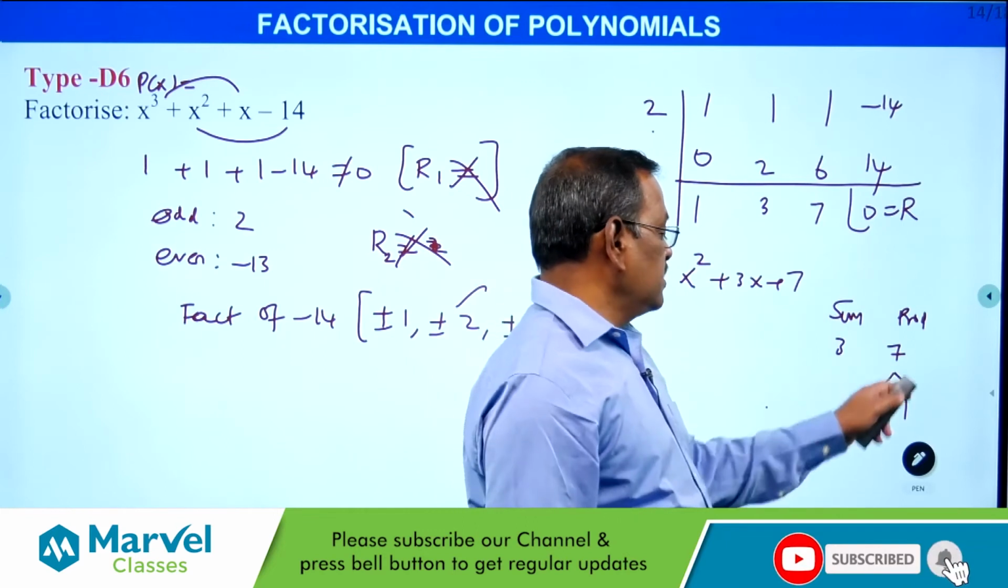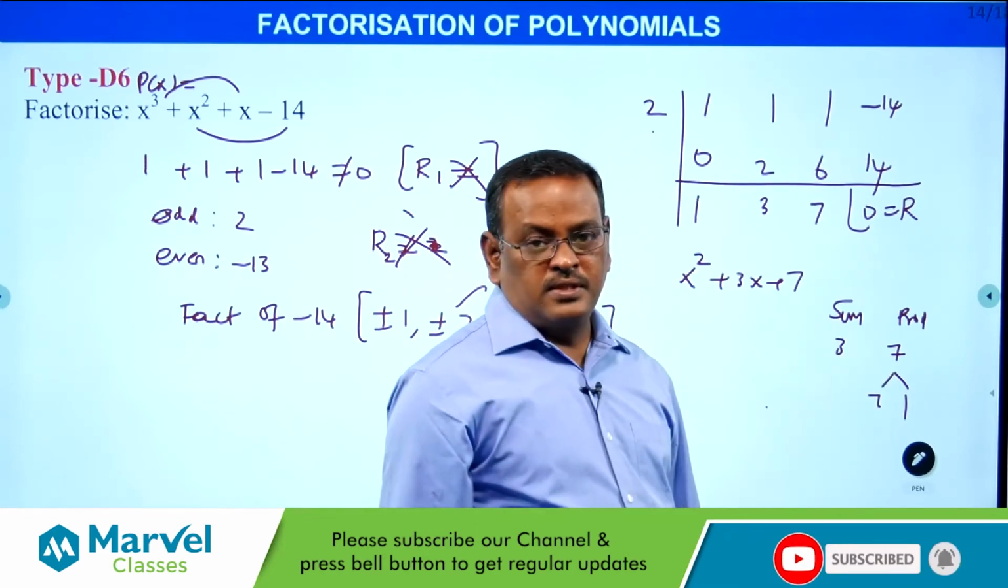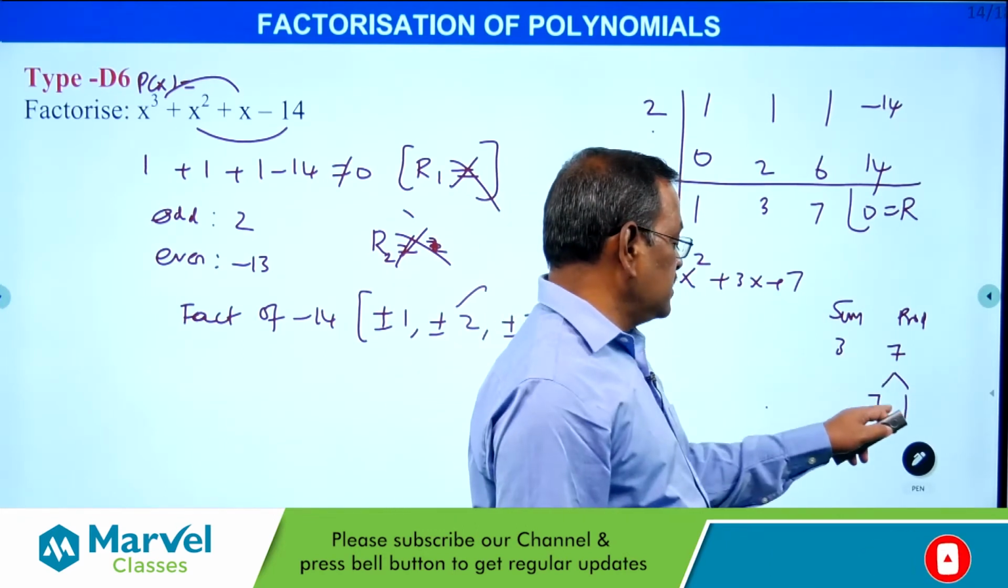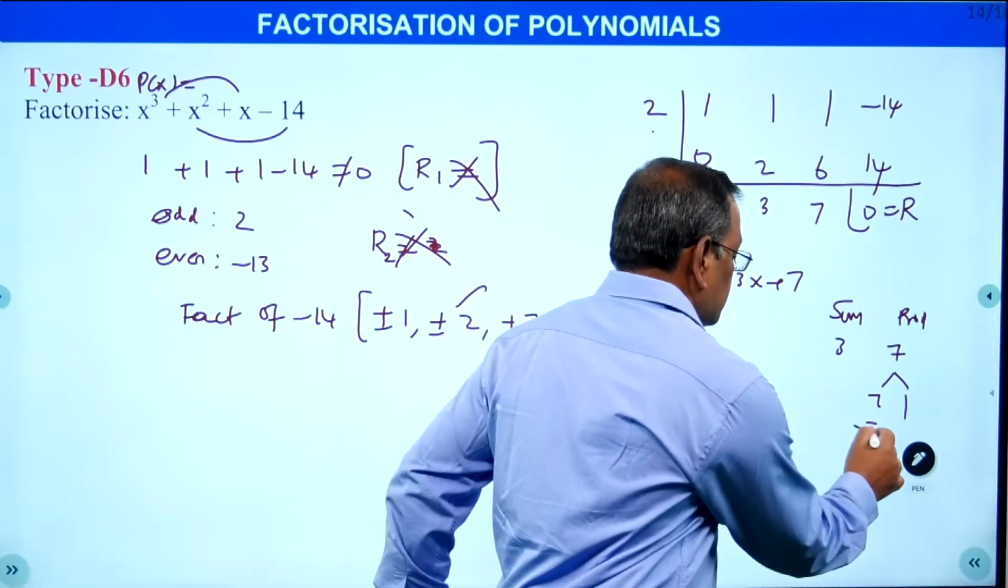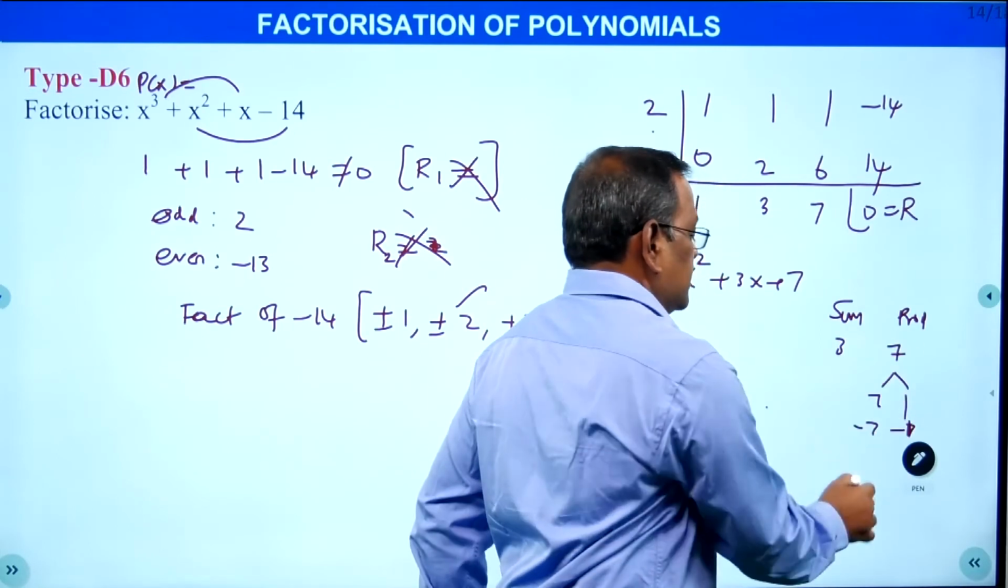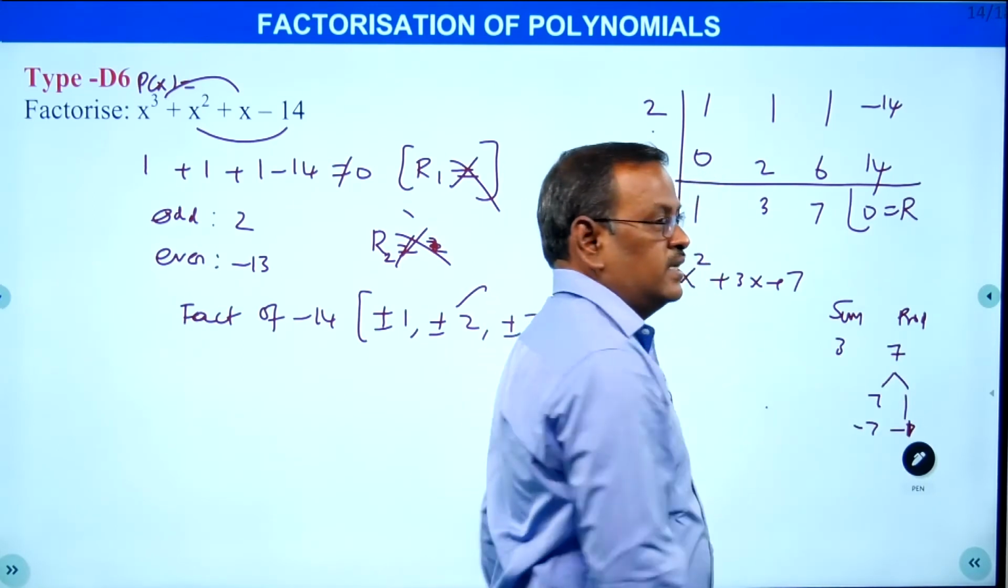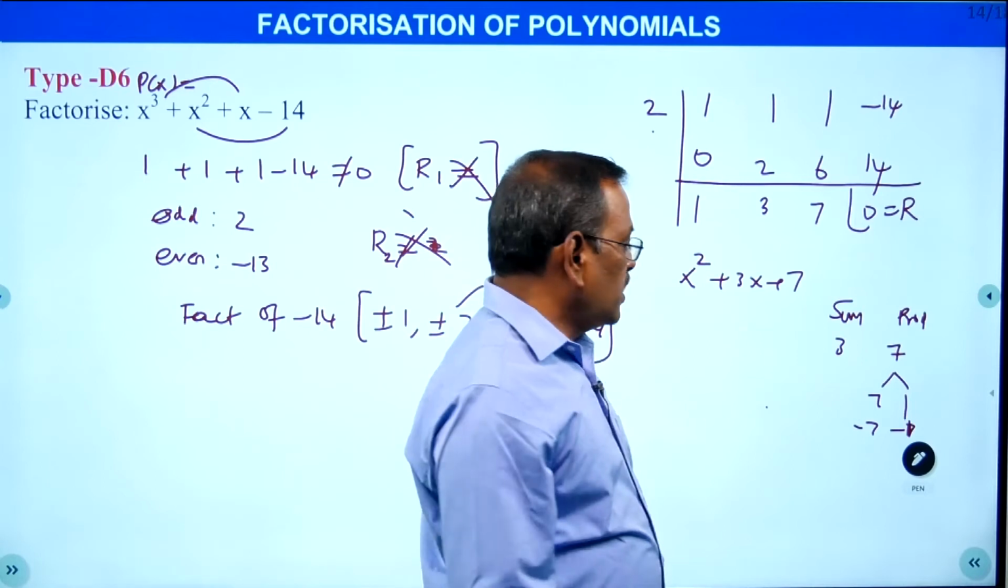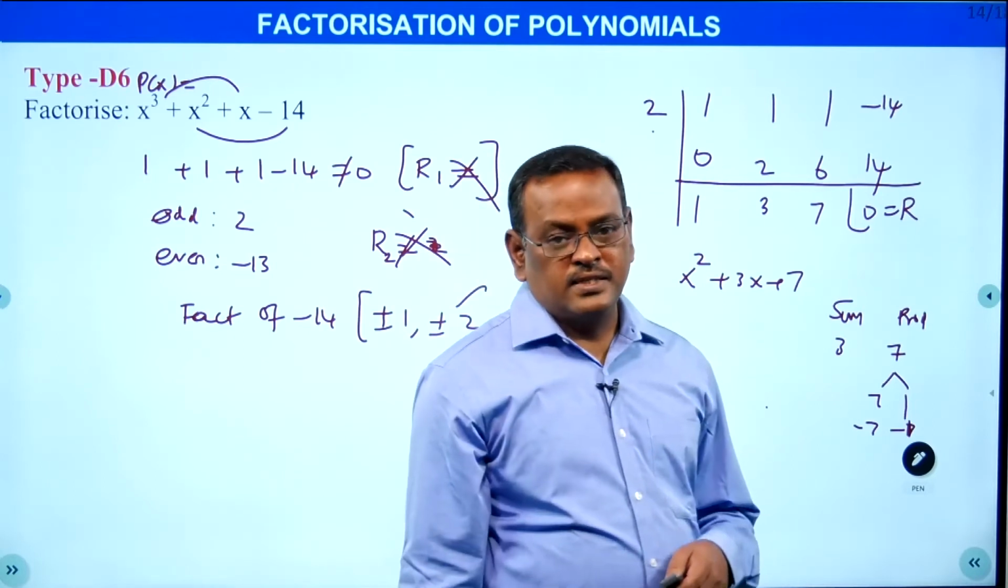But 7 into 1 is 7, and 7 plus 1 is 8, but we need 3. Or if you put a minus sign, minus 7 into minus 1 is plus 7, and if you add these two numbers, you get minus 8. But here plus 3 is there. So factorization is not possible.